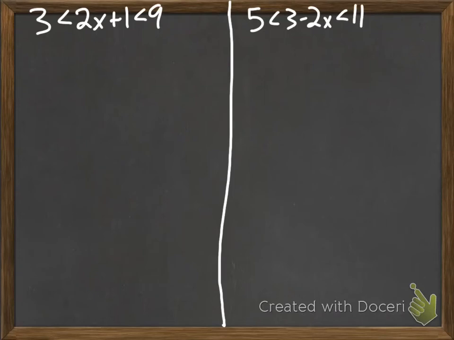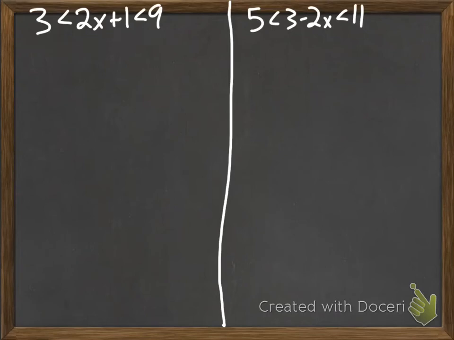So those were just 1 step. These are 2-step and more than 2-step inequalities. So I'm going to start here on the left, and it's just going to work the exact same way we did before. It's just more steps.